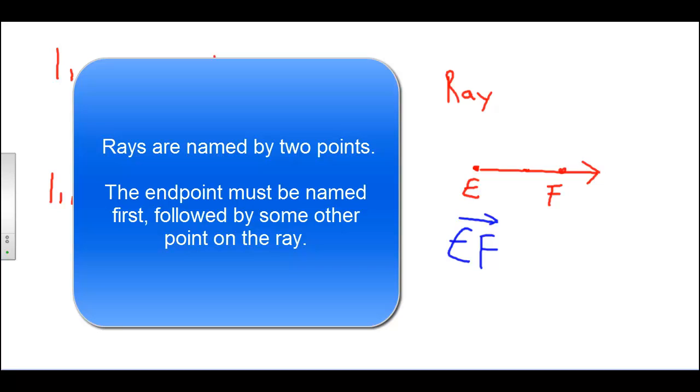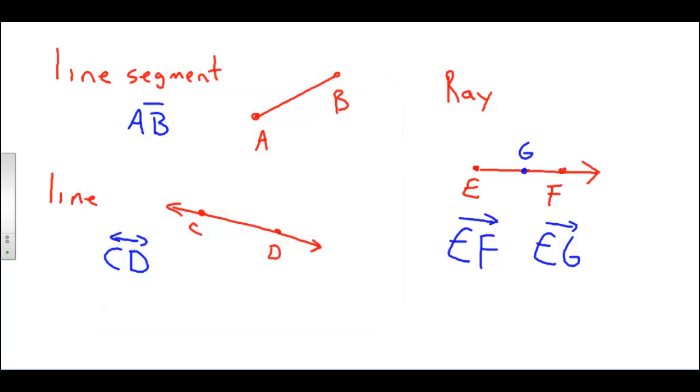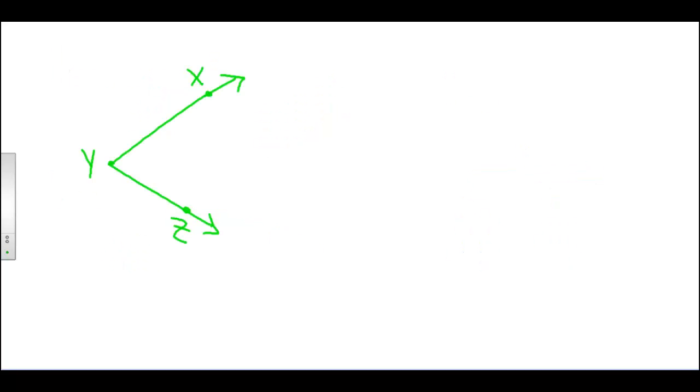Notice when I wrote ray EF, I put the ray symbol above. If I had another point on this ray, let's say I had another point called G, I could now call this ray EF, or I could call it EG as well. Again, notice both times though I started with the endpoint, point E. Now that we know what a ray is, we'll be able to talk about an angle. And that's really our main topic here for today.